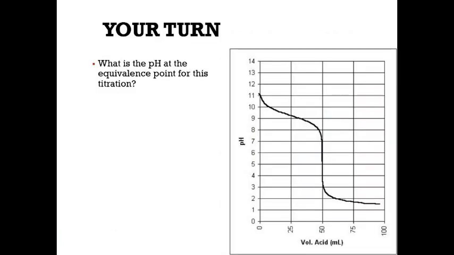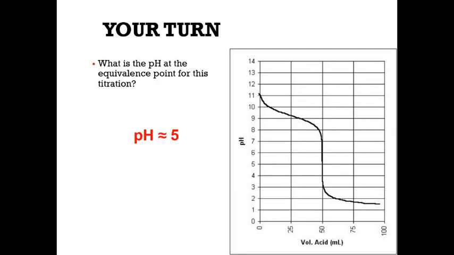Now it's your turn to read the graph. Look at the titration curve on the right and find where the steepest vertical section occurs. That's your equivalence point. Read straight across to the pH axis and tell me what value you find. This is a weak acid strong base titration, so remember the equivalence point won't be at pH 7. Use the grid lines to help you identify the exact pH. What do you see?